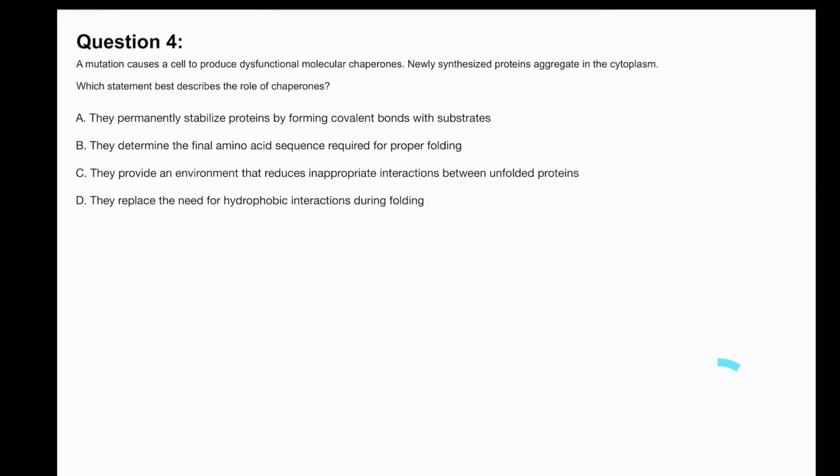Question 4. A mutation causes cells to produce dysfunctional molecular chaperones. Newly synthesized proteins aggregate in the cytoplasm. Which statement best describes the role of chaperone? And so this question is really just testing whether you know what a chaperone does roughly. It's not asking you to, for example, know the role of a specific chaperone, just in general, what is the role of these molecules?